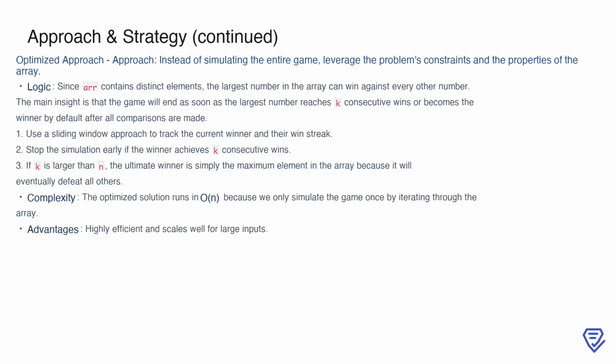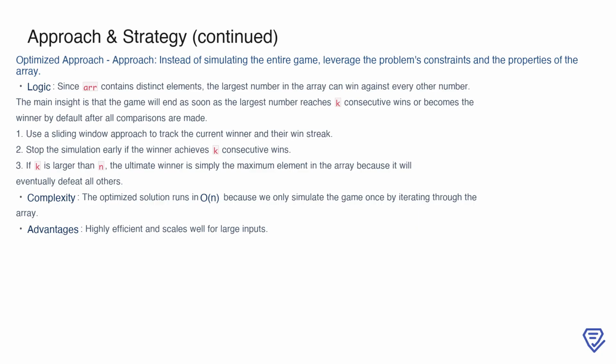Instead of simulating the entire game step by step, we can optimize the process by utilizing the constraints and properties of the array. Since the array contains distinct elements, the largest number in the array will always win against every other number. This insight allows us to simplify the problem significantly. The game effectively ends as soon as the largest number achieves k consecutive wins or when it becomes the winner by default after all comparisons are made.